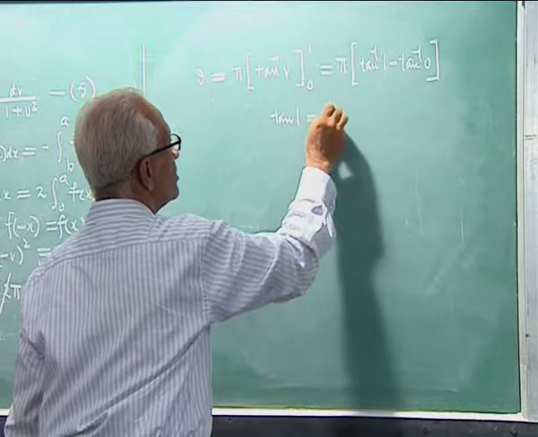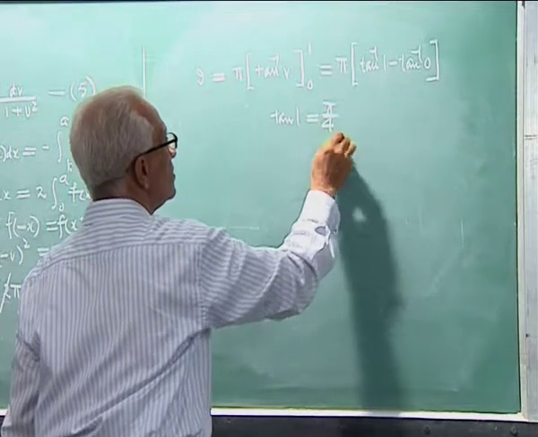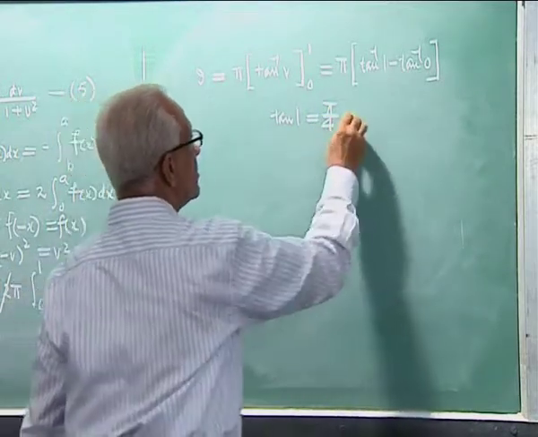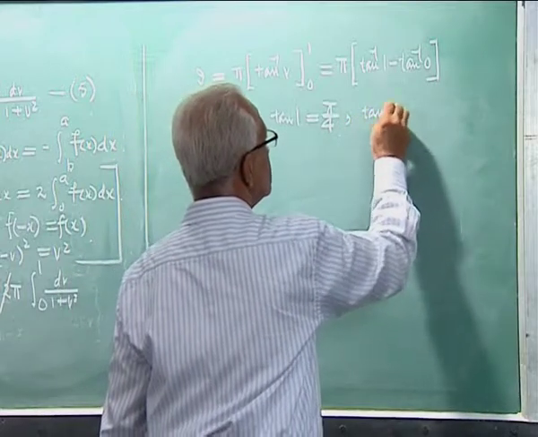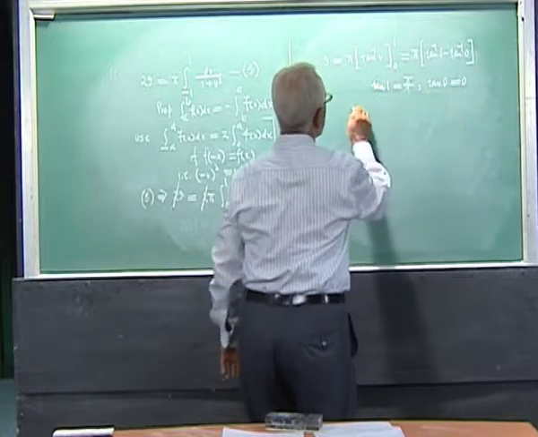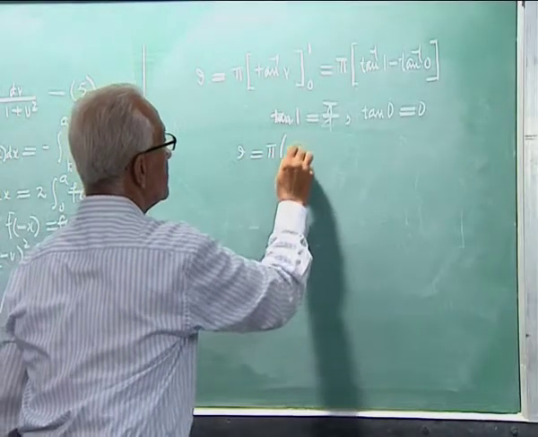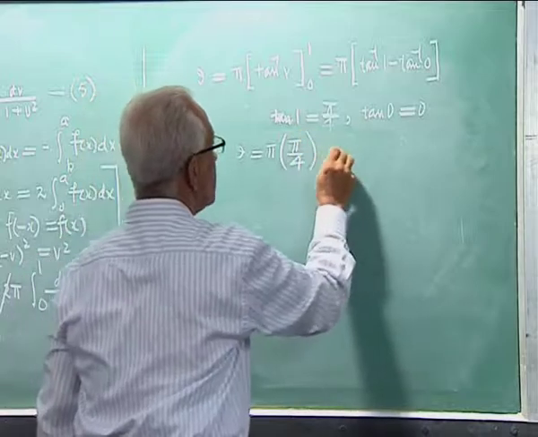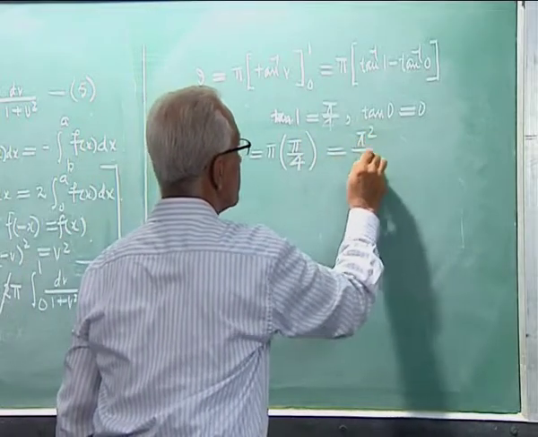You know, tangent inverse of 1 is nothing but pi by 4, that is 45 degrees, and tangent inverse of 0 is equal to 0. From here it's very easy. So the integral becomes pi times pi by 4, and so the result arrives at pi square upon 4.